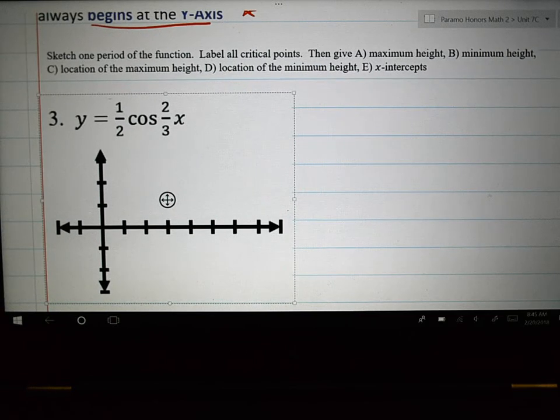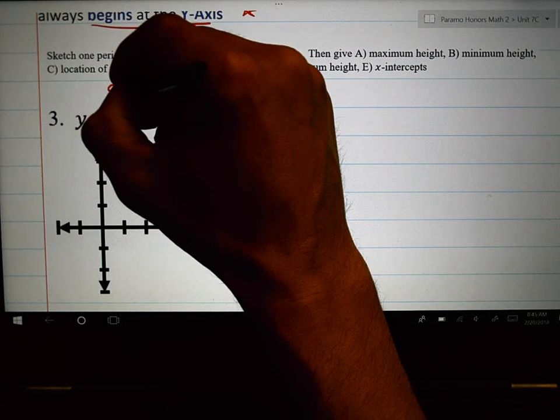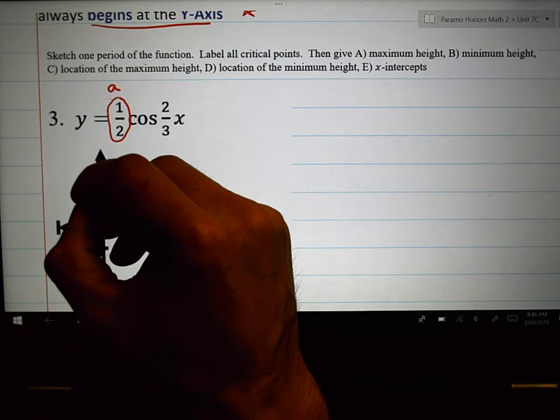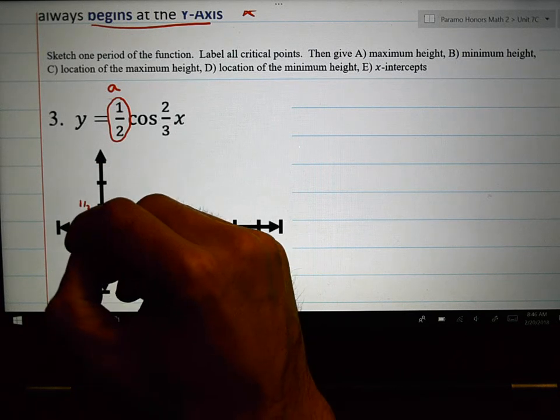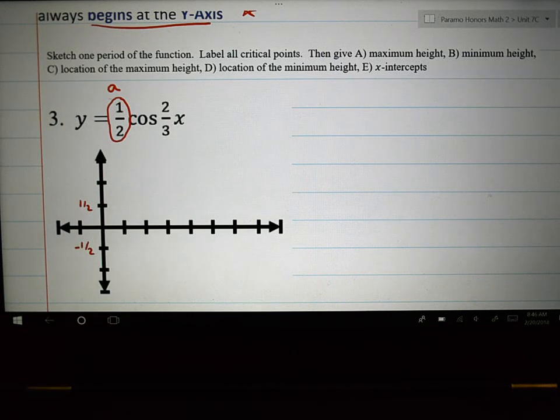So, remember how I told you you could label or count by anything you want? Since my A value is 1/2, what do you think I should count by? What do you think our y-axis is going to be? Make it easy on yourself. You can have that first line be 1/2. You can have that bottom be a negative 1/2. That's what I would do.